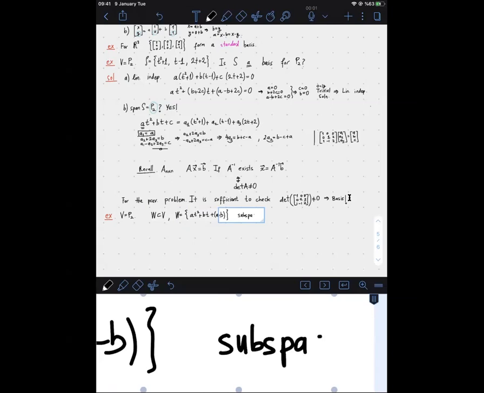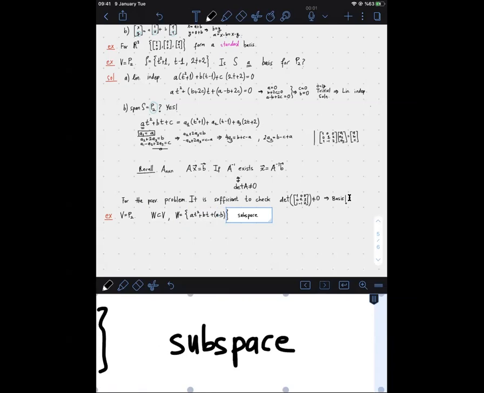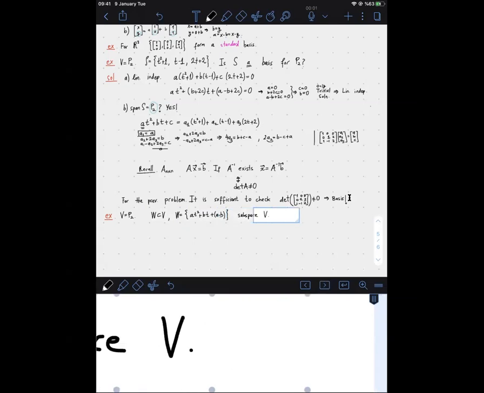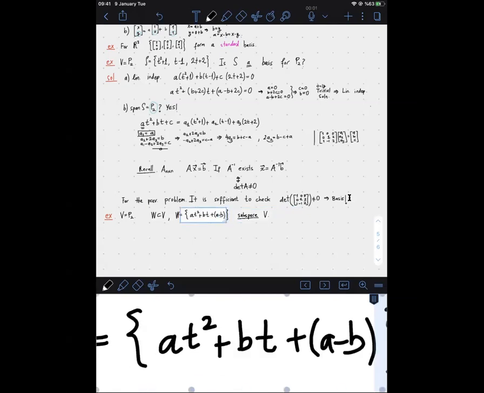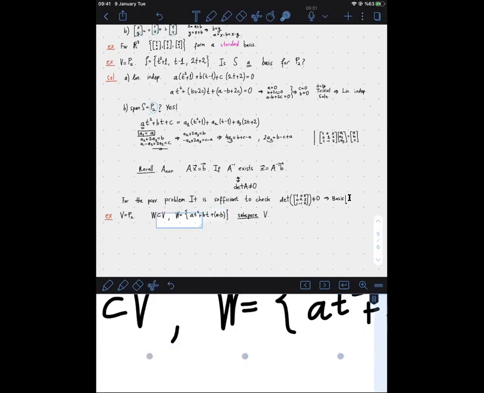In fact, one should check that this is a subspace. I'm leaving you to check that this is actually a subspace. To be a subspace, if you remember, the condition was that if you consider any two polynomials of this form, then their sum is also a polynomial of this form. And if you take a scalar product with a scalar, then the result is still a polynomial of this form. So this W is really a subspace.